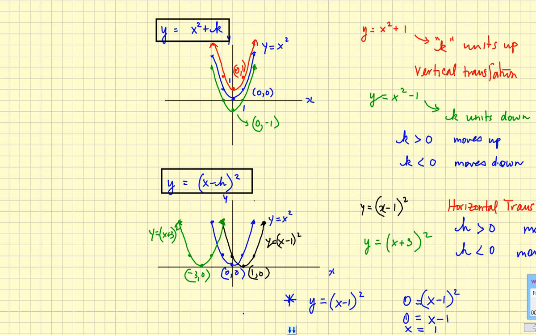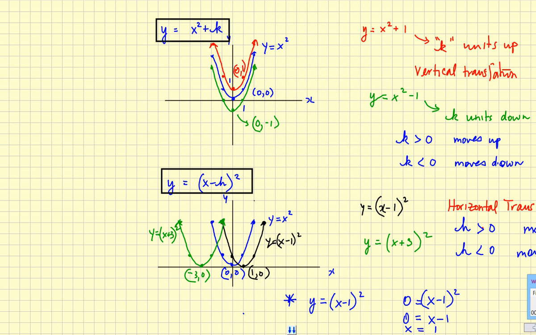So again, recapping, the value of k in x squared plus k is going to be a vertical shift, moving the graph k units up if k is bigger than 0, or moving the graph k units down if k is less than 0. And we also have that the shape of the graph doesn't change, but the position of the graph does change.